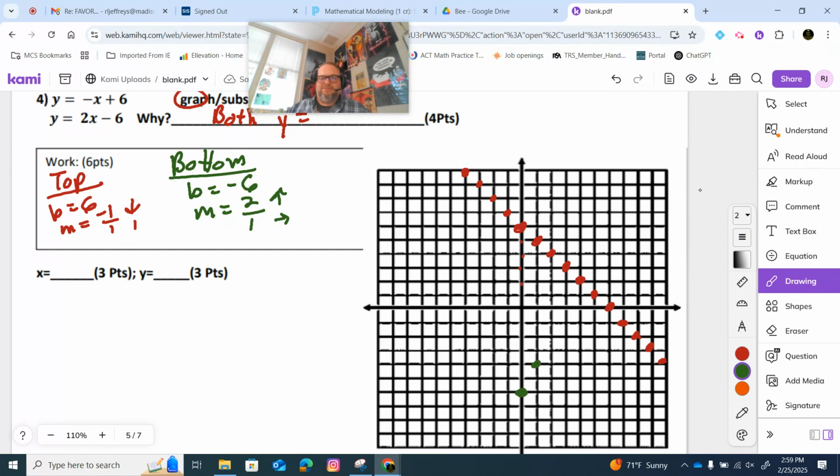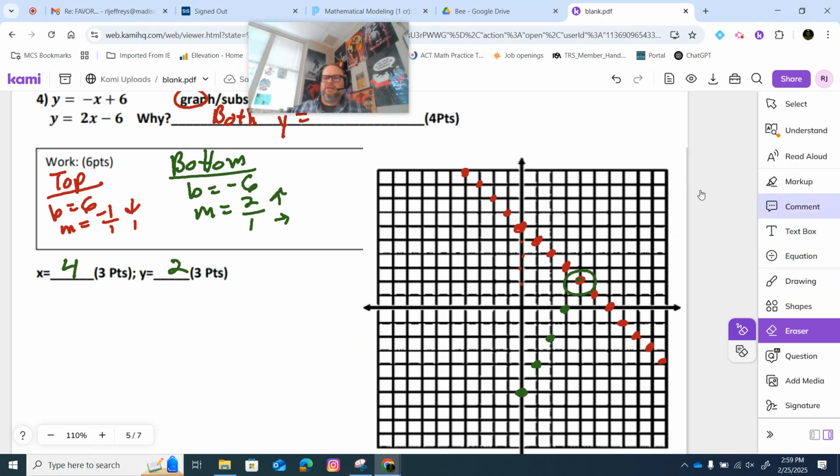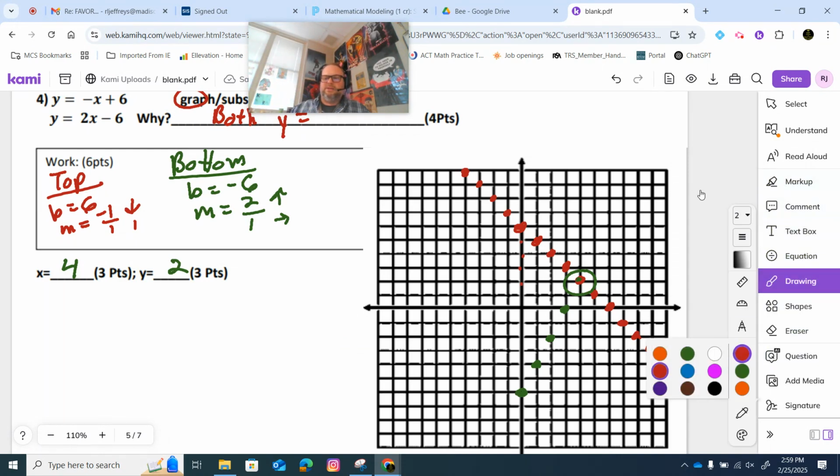Over one, up two, over one, up two, over one, up two. So this would be one, two, three, four, one, two. All right, so four, two. Substitution again. If you did substitution, like we did for number one, both y equals would have been the same thing.